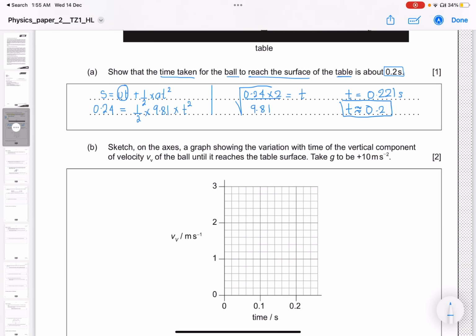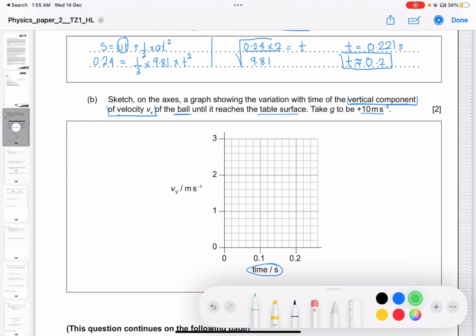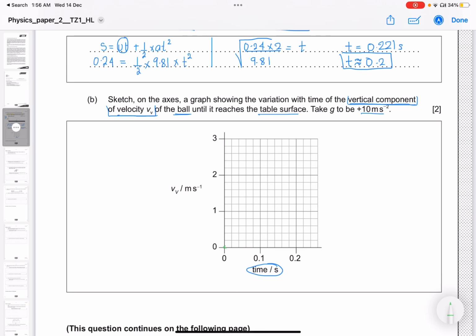Next, sketch on the axis a graph showing the variation with time of the vertical component of the velocity v of the ball until it reaches the table surface. Take g to be 10 meter per second squared. Vertical, okay, so we know that the graph will start from 0 as the vertical component of velocity at the start is 0.